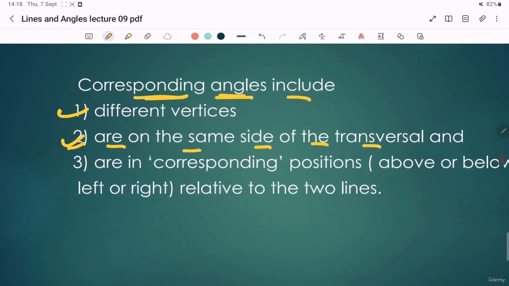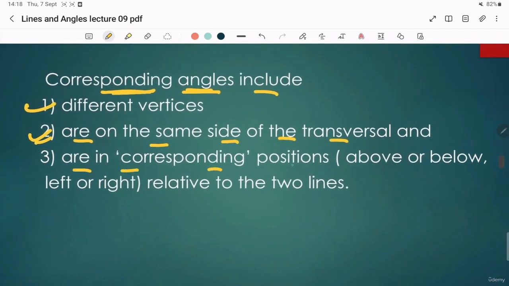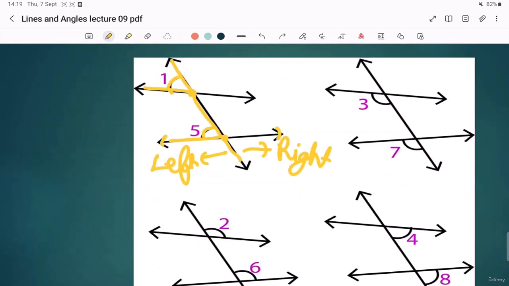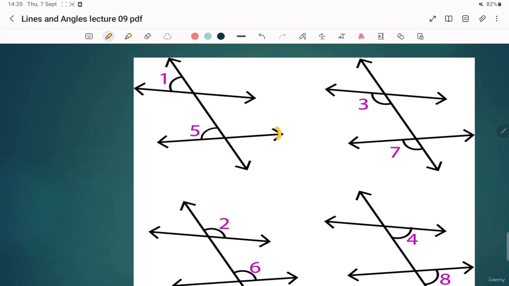Third condition is, they are in corresponding positions, above or below, left or right, relative to the two lines. Corresponding angles will both be on the top or both below, relative to the two lines. These are two lines, and angle 1 is this, and angle 5 is this. Both angles are on the top of these lines. Now these angles fulfill 3 conditions, therefore these are corresponding angles.